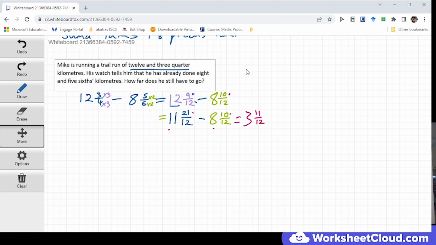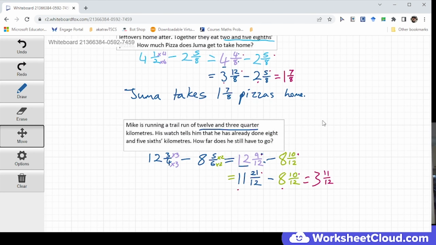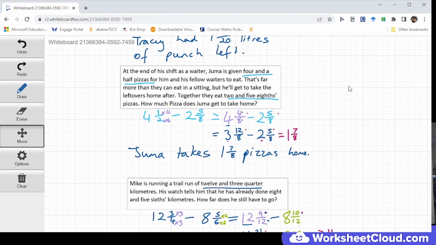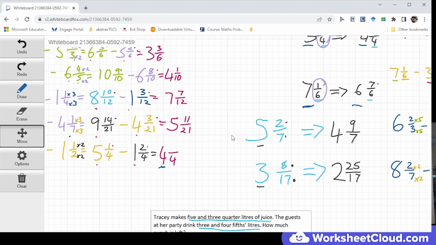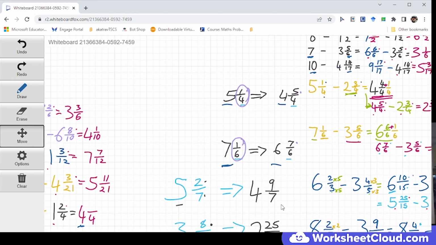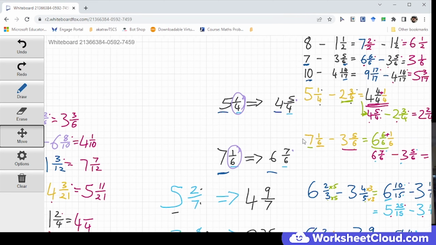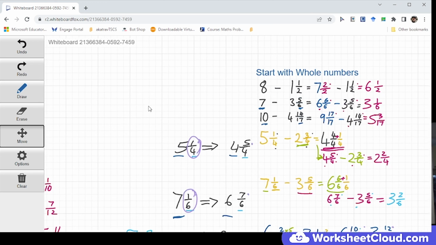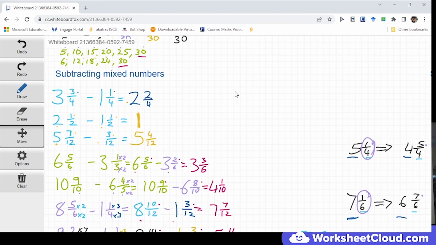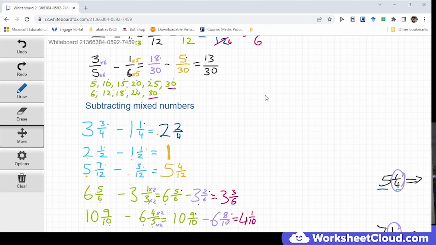I hope that has helped you with how we subtract. If you're comfortable with borrowing from the whole number, then you're well ahead of what's required in this grade. I think it's really important that you do get ahead. But at the very least, you should be able to subtract your mixed numbers, where you subtract the whole numbers and then subtract the fraction. And that's whether or not you are starting with the same denominators or different denominators, should be comfortable for you.